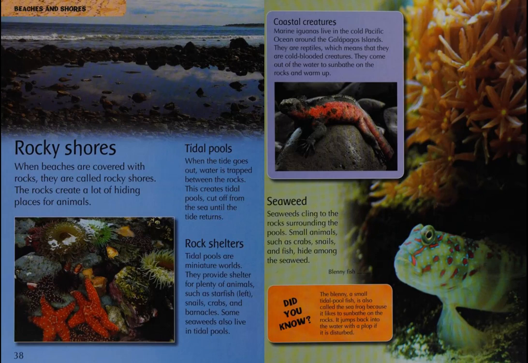Seaweed. Seaweeds cling to the rocks surrounding the pools. Small animals, such as crabs, snails, and fish, hide among the seaweed. Blenny fish. Did you know? The blenny, a small tidal pool fish, is also called the sea frog because it likes to sunbathe on the rocks. It jumps back into the water with a plop if it is disturbed.